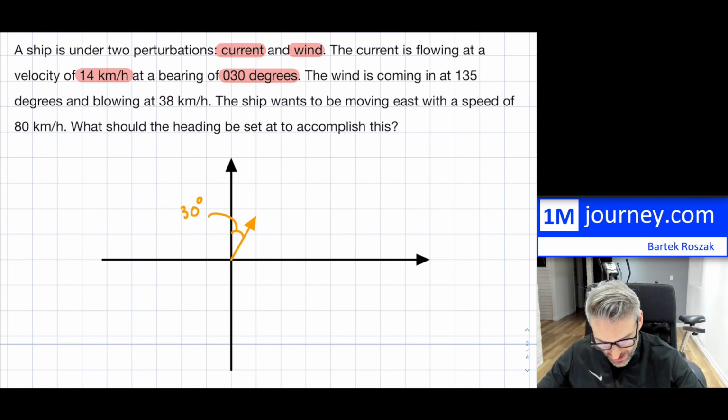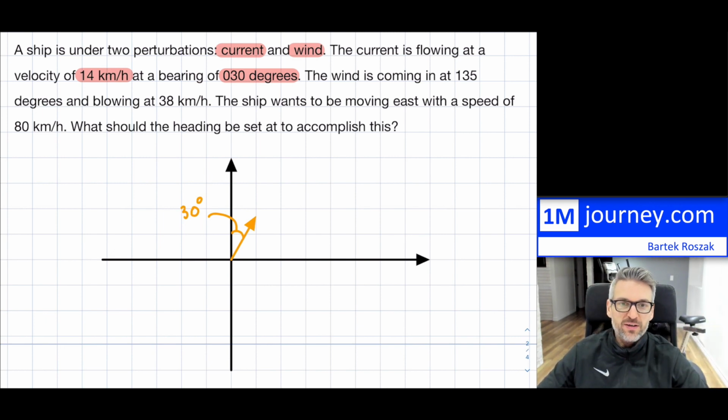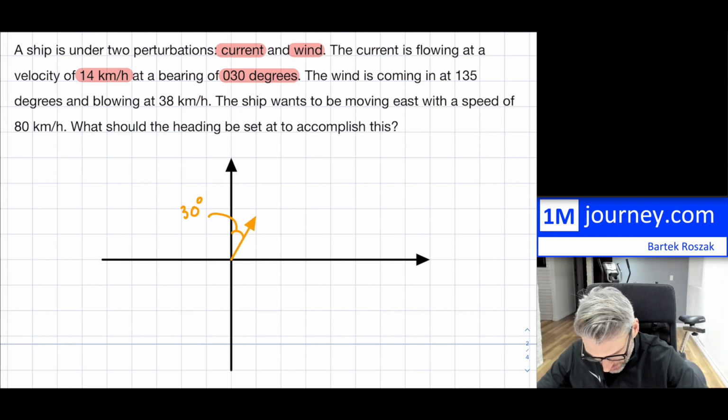Now the wind is coming in at 135 degrees and blowing at 38 kilometers an hour. So here you have to be careful, because the wind is coming in at you. So it is coming in from 135 degrees. So I guess, 135 degrees, that would have been 45 to the east. So it's going to be like this.